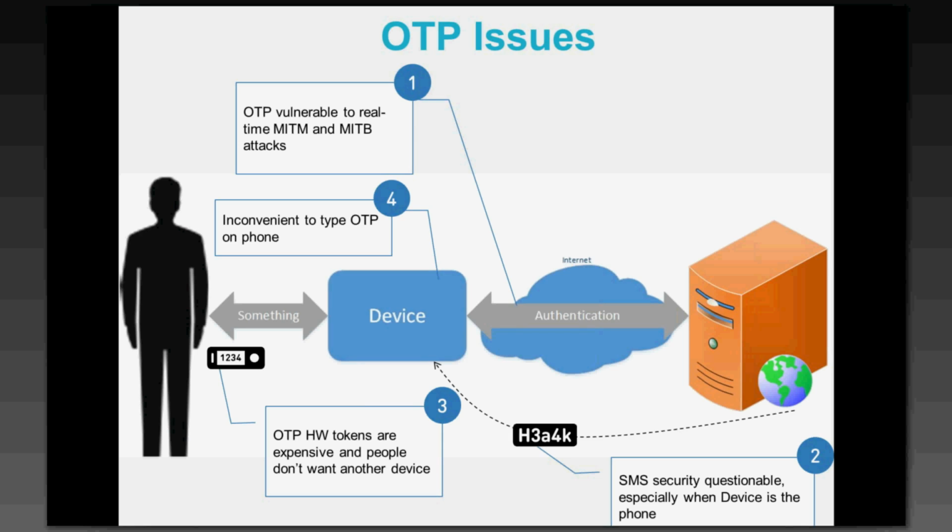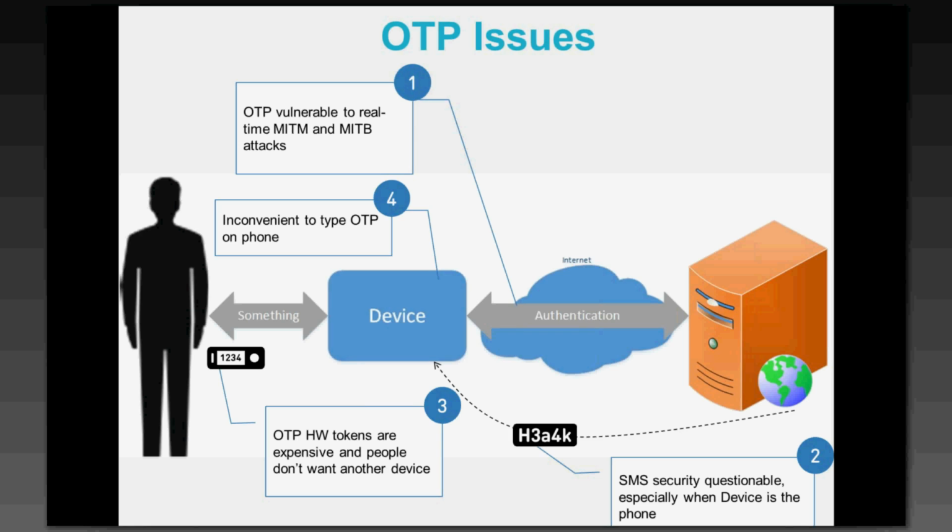And third, if we are not using text messages to receive a one-time password, but using hardware tokens, those tokens are expensive and people don't want another device. So it's simpler to have just the smartphone and not the need to carry another device to tap on the smartphone or do something else. And of course, especially for mobile devices, it's still inconvenient to type one-time passwords on our phones. It's much more convenient to do different things.